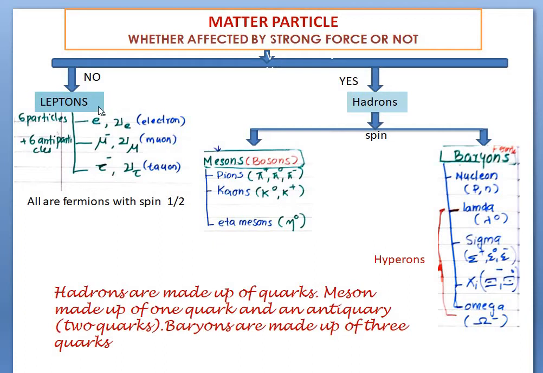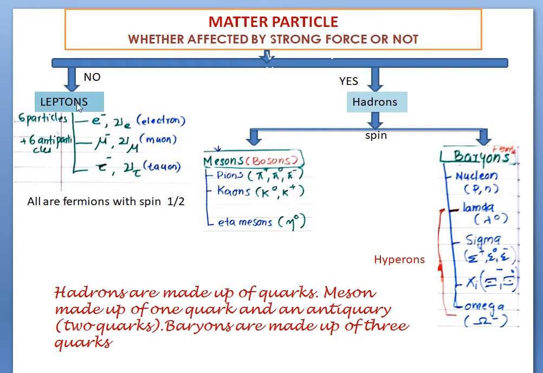These leptons are purely or truly elementary particles. They are made up of themselves. That means we cannot split these leptons into further smaller particles. So leptons are truly elementary particles. Our familiar electron will come under this lepton family.